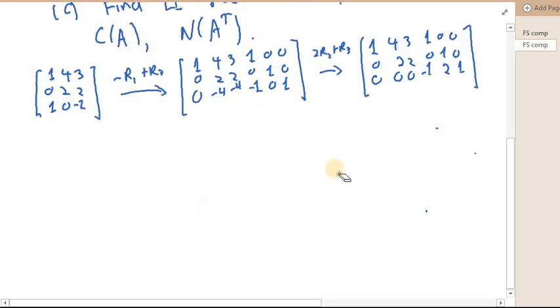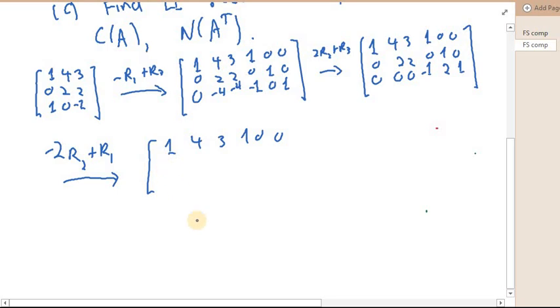Okay, so the next row operation is going to be to get rid of this 4. We can take minus 2R2 plus R1. Let's go ahead and do that. And we're going to get 1, then minus 2 times 2 plus 4 is 0. Minus 2 times 2 plus 3 is minus 1. Minus 2 times 0 plus that is 1. Minus 2 times 1 plus 0 is minus 2. Then here I have a 0.